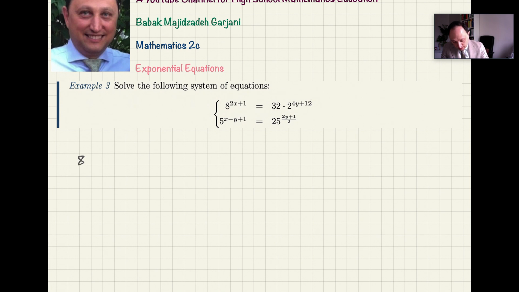Okay, so 8 to the power 2x plus 1 is equal to 32 times 2 to the power of 4y plus 12. I don't know how much you have these numbers in your memories. I think every one of you should know how 8 relates itself to 2 as a power, and I think it isn't hard to realize what 32 is. But if that is hard for you, if you don't have it in your memory somehow, you can use the trick that we learned in Math 1C, yes?